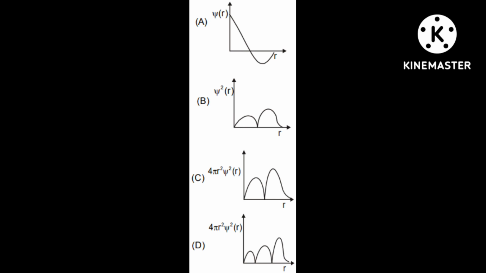In the same way, the second question: n is equal to 4, L is equal to 0. n equal to 4 means you write 4, and 0 means S. Hence it is the 4S orbital.